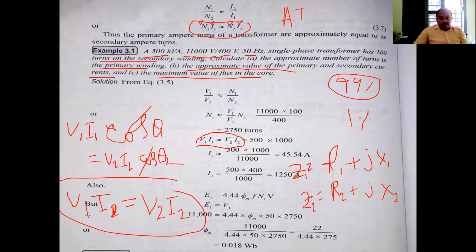The transformer is a 500 kVA transformer. So 500 k means 500 into 10 power 3, that is 1000. V1 I1, which is approximately equal to V2 I2, is equal to 500 kVA. This is the capacity of the transformer, the power rating.